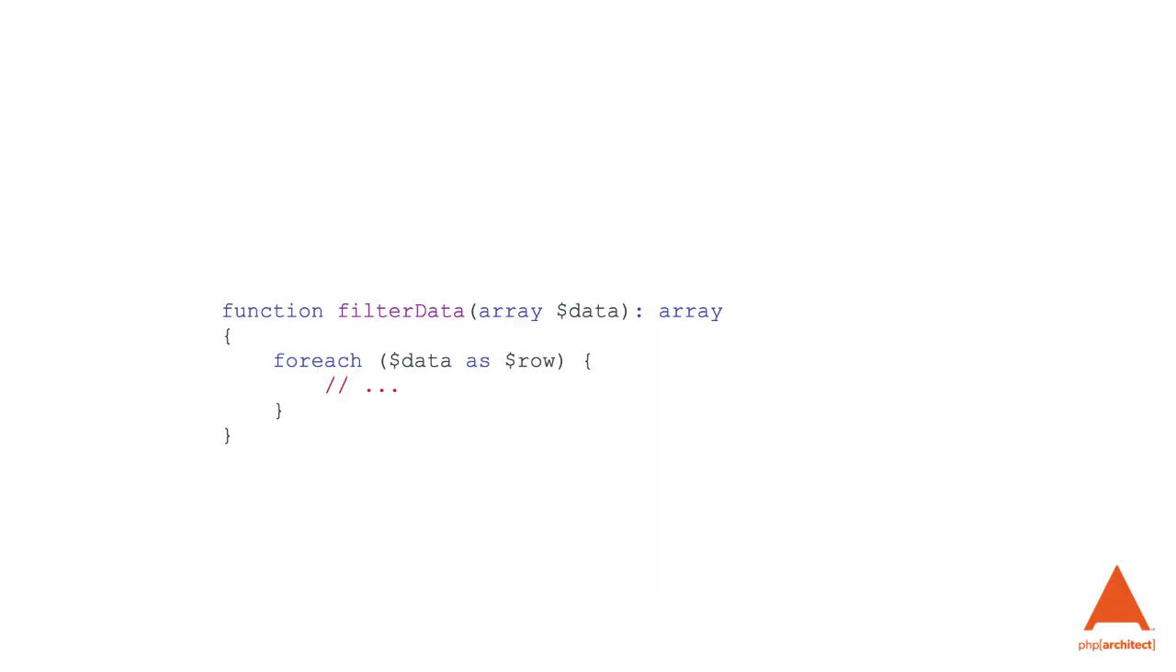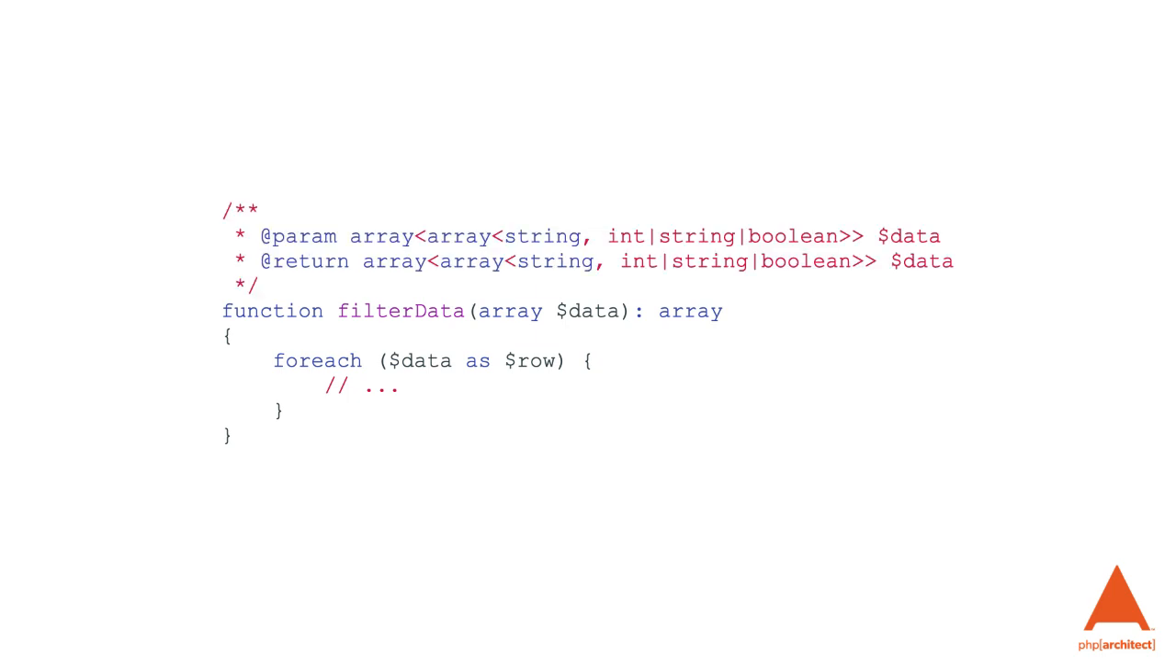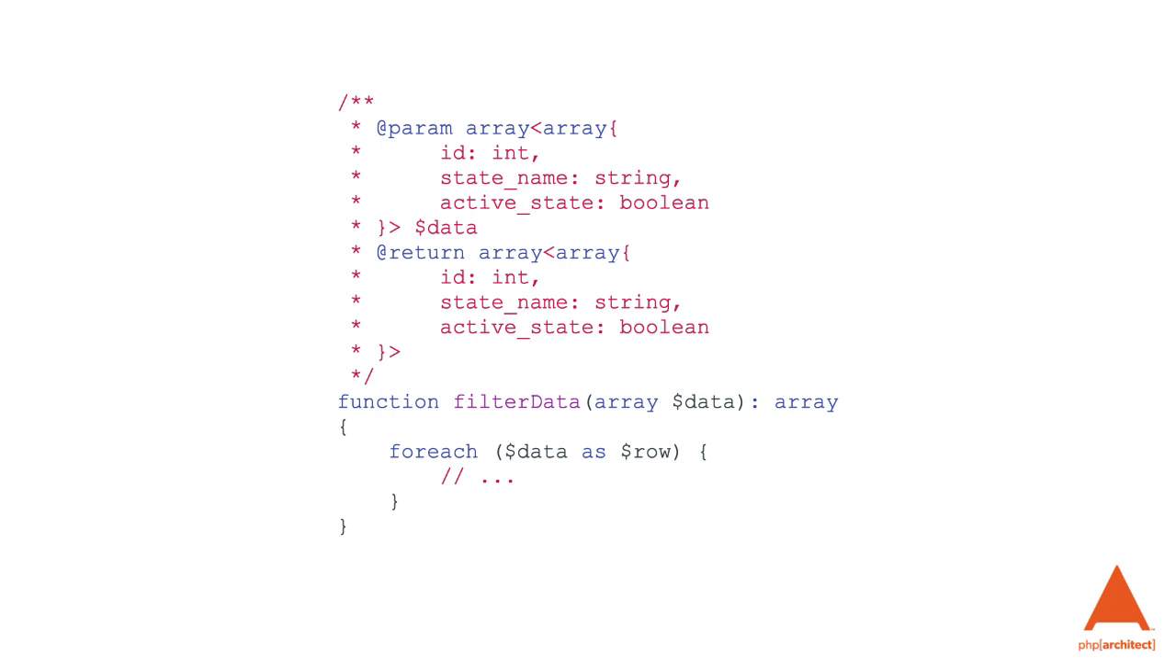The filter data function on the screen expects an array as a parameter, and it filters out the array and then spits out a new array. The challenging part is that you can't tell what it's filtering on. But you can use DocBlocks to define the parameter and return types are an array of arrays with a string key to an int, string, or Boolean value. This is still lacking a little detail, so you can define the shape of the array using the following structure to define what the keys are and if those keys have a specific type.